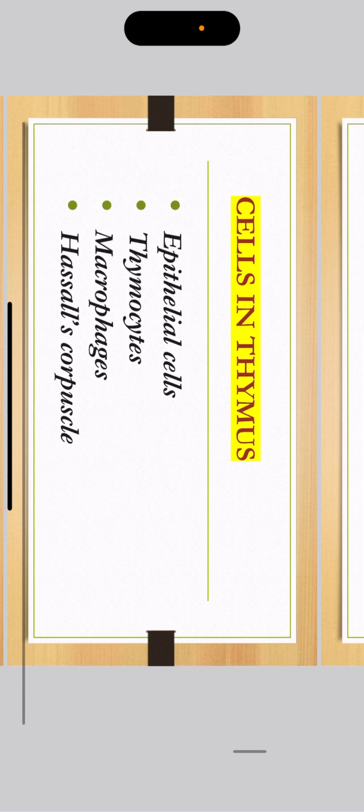Now about the cells that are present inside the thymus. There is presence of some epithelial cells, lymphocytes that are called as thymocytes, macrophages, Hassall's corpuscles. Now these Hassall's corpuscles, these are very small cells, rounded type of structure, and that are present inside the medulla of the thymus.